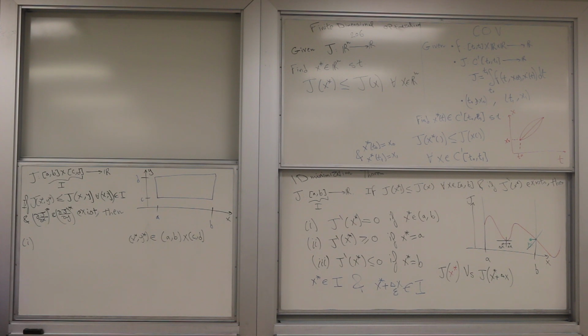Yes? Is there a reason for J mapping to R space, should it be R squared? No. In finite dimensional optimization, you always have a single objective, right? You always have a single objective. You get a number at the end and you want the minimum of this number, because there is no meaning for the minimum of a vector.